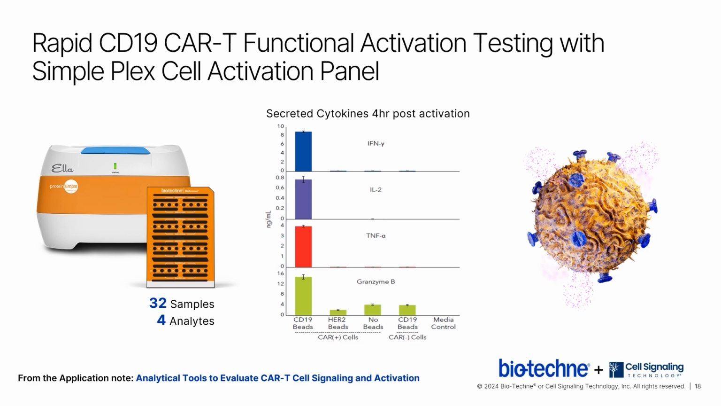Interferon gamma, IL-2, and TNF-alpha were not detected in our negative control samples, though a low level of granzyme B remained in both CAR-negative cells and CAR-positive cells in the absence of CD19 activation, but notably not in our media-only control. Thus, in only 90 minutes, we were able to rapidly assess the functional activation of these CD19 CAR T cells, which demonstrates how powerful SimplePlex can be when added to your characterization or release panel.